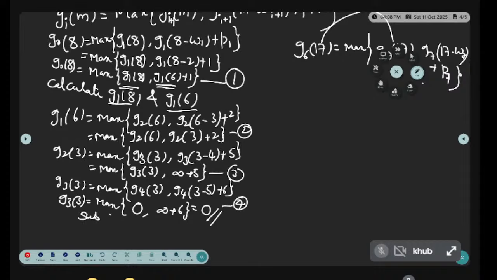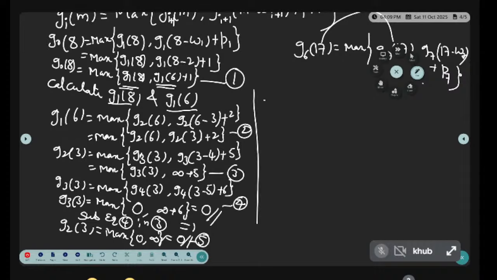Substitute equation 4 in 3. That is, G2 of 3 is equal to maximum of 0 comma infinite, which is equal to 0. That is equation 5. This G2 of 3 value and G2 of 6 are needed. We need G2 of 6.